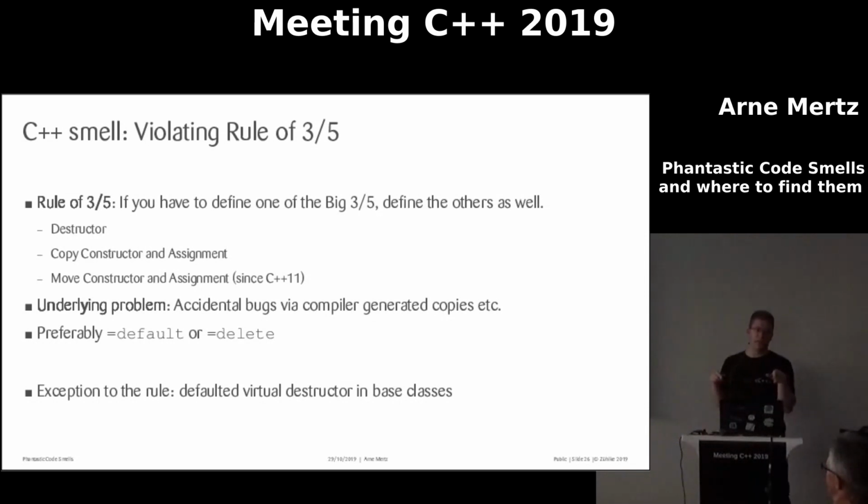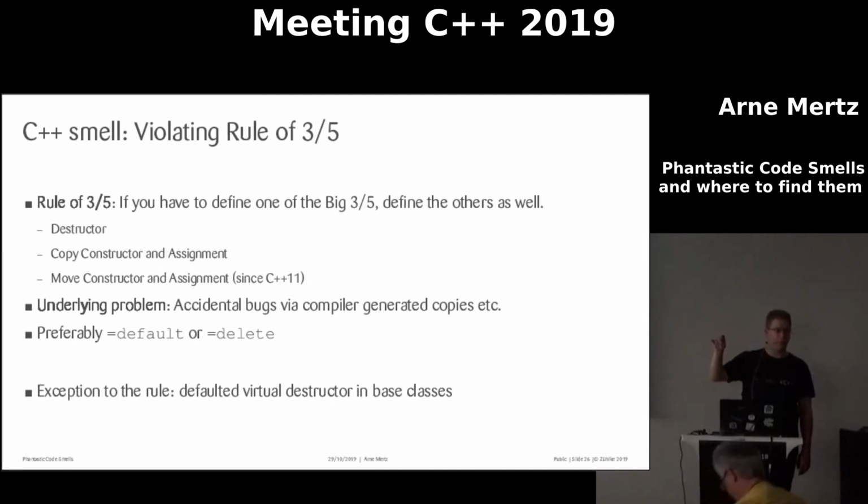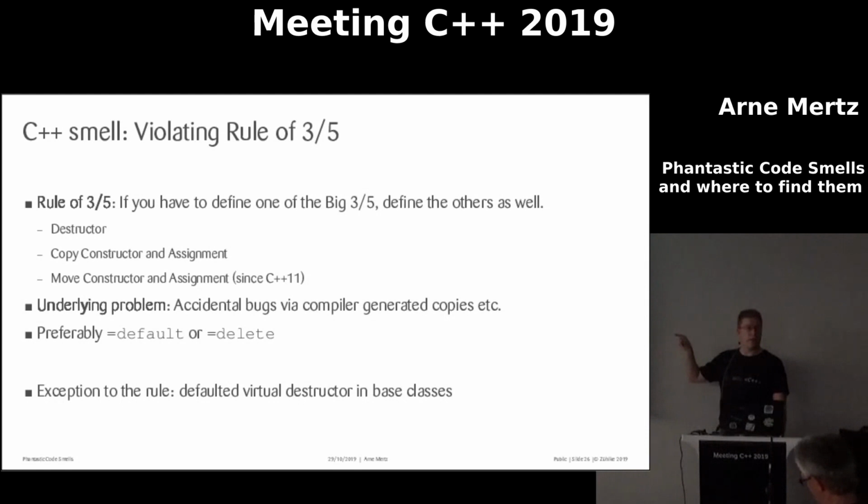If I have to define one of those, then I should define the others as well. And in many cases, I can either default or delete them, depending on what I want to have. If I don't want to have the copyable thing, then I have to delete them. If the default is okay, then it's better to explicitly say copy assignment default, copy constructor default, because then everyone else reading the code says, okay, the programmer says this is defaulted, it's not an accident that this is copyable.